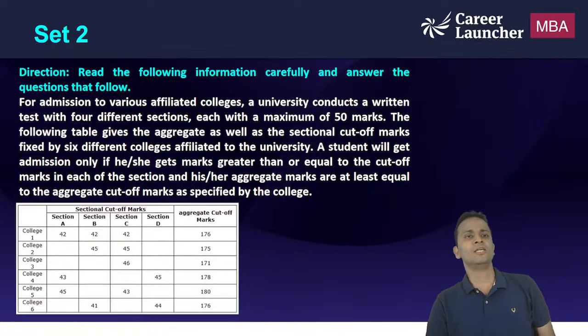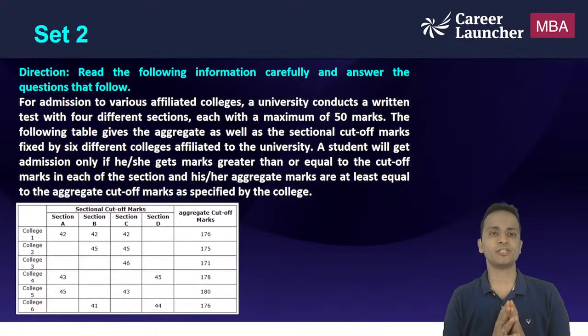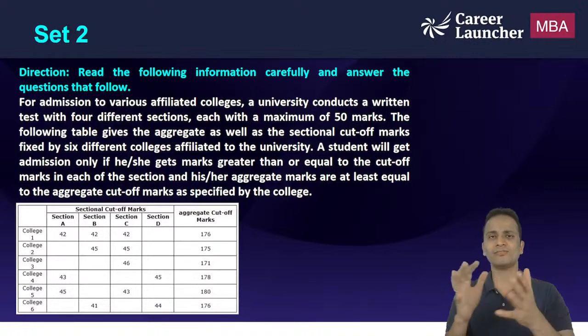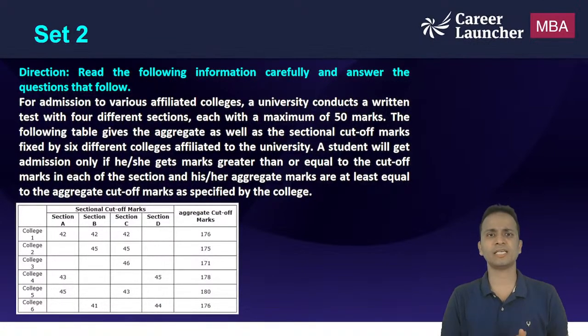The data is saying that for admissions to various affiliated colleges, a university conducts a written test with 4 different sections. So it's just like the CAT examination. CAT has 3 different sections. This exam has 4 different sections, each with a maximum marks of 50. So there are 4 sections, as you can see in the table: section A, B, C, and D. And every section has a maximum marks of 50.